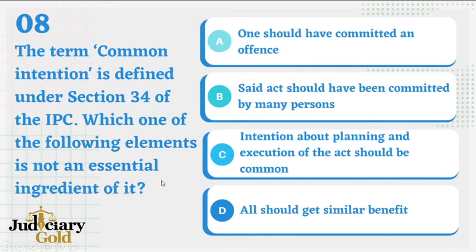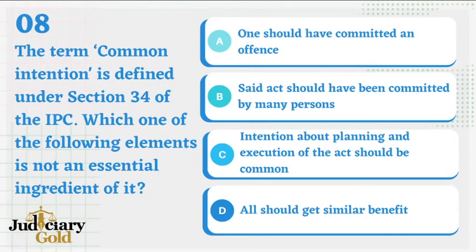Moving on to the next question. The term common intention is defined under I.P.C. section 34. Which one of the following elements is not an essential ingredient to it? What is not an essential ingredient for 34? One should have committed an offense. Said act should have been committed by many persons.